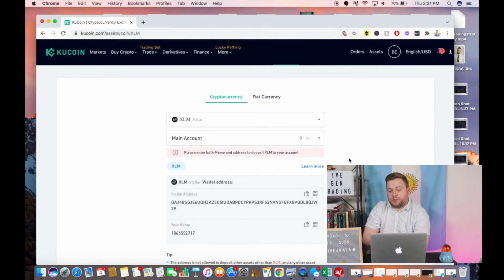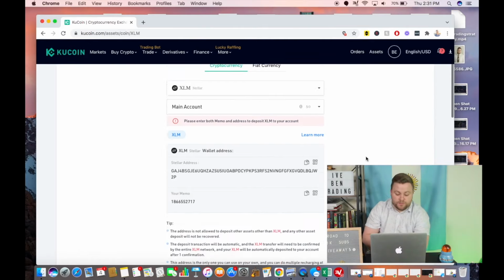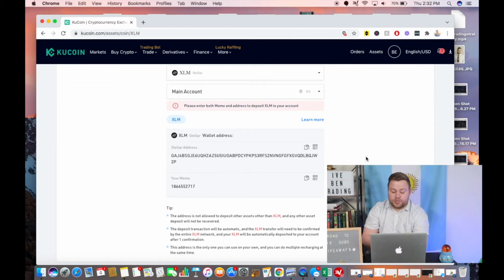So then you would go to your other exchange like Coinbase Pro. You would click on withdraw because you're going to withdraw it from that exchange and deposit on this one. You click withdraw, it's going to ask you for the address and also the memo. So what you would do is you would just copy, and you have both of them right here.